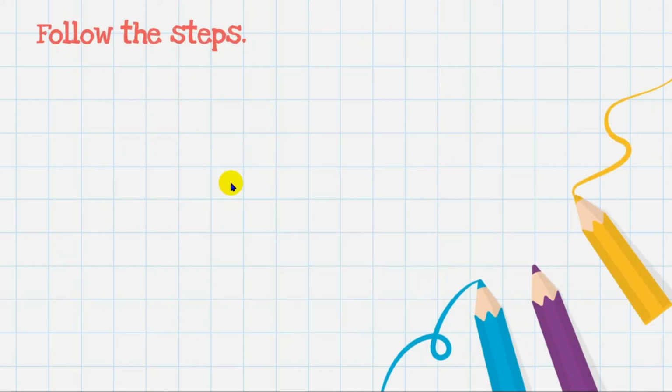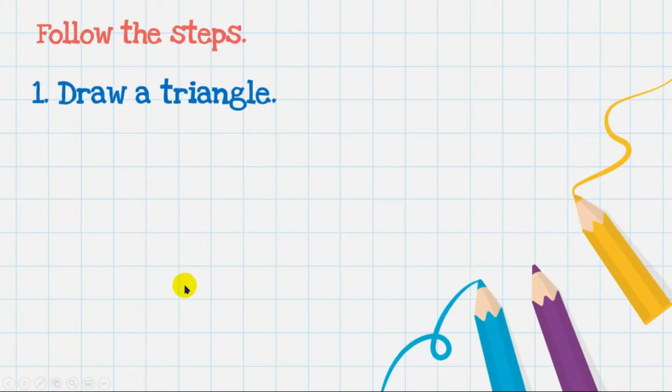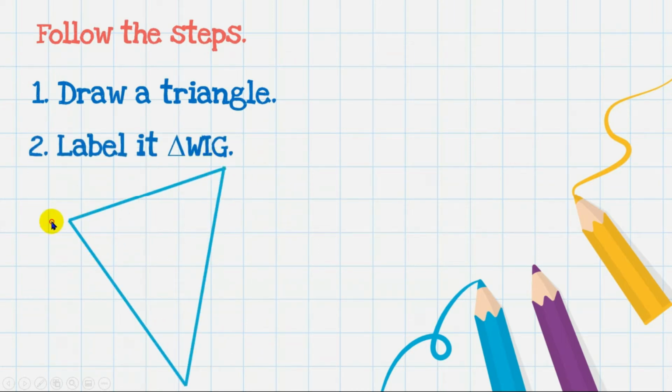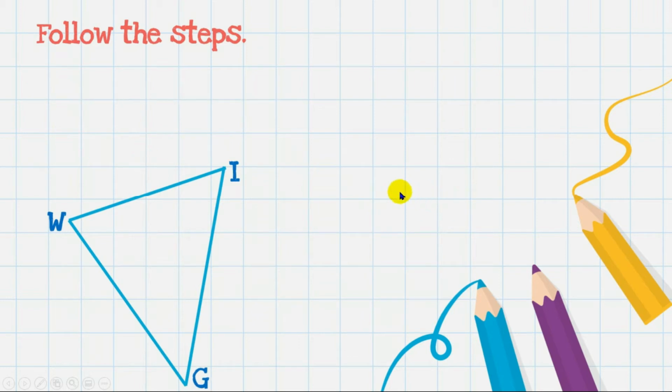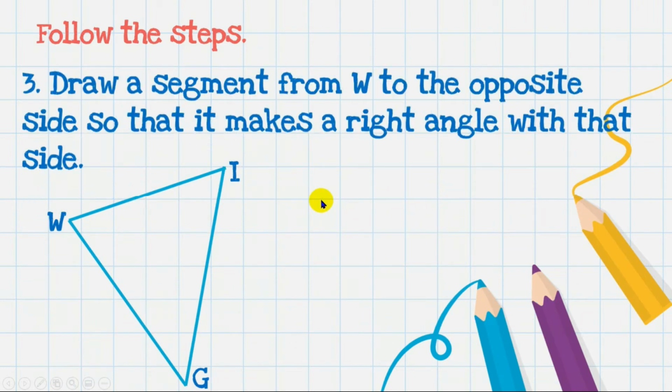So, let's begin. Okay, so first step is to draw a triangle. Syempre, hindi naman tayo magkakaroon ng altitude of triangles if wala tayong triangle. Di po ba? So, draw a triangle and label it triangle WIG. So, the vertices will be point W, point I, and point G. Okay. So, after you draw and label your triangle WIG, let's proceed to step number 3.